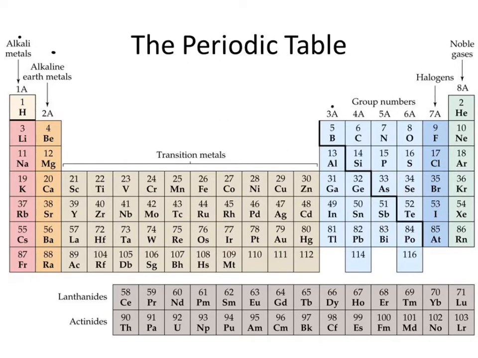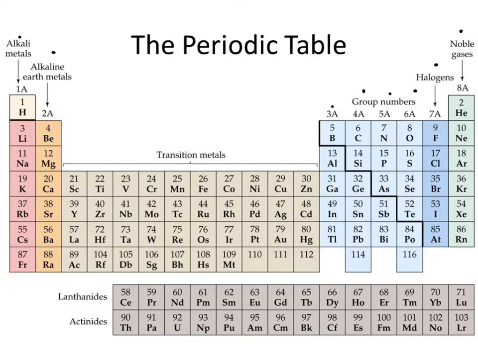So group 3A right here, 3 valence electrons. Group 4A, 4 valence electrons. 5A, 5 valence electrons. 6A, 6 valence electrons. Then we have our halogens here in group 7A. They have 7 valence electrons. And then we have our noble gases in group 8A. They have 8 valence electrons.